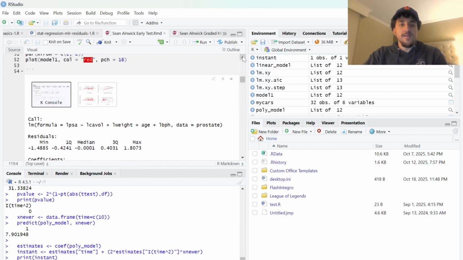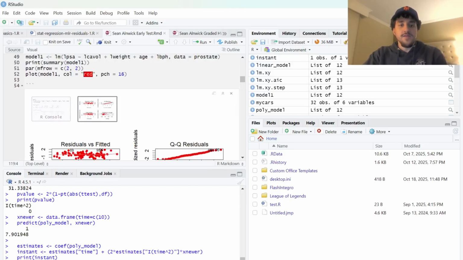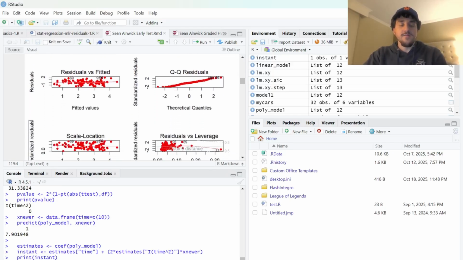We can go up and look at the residual analysis, and if we take a closer look at the residual versus fitted plot, we can see that there is a potential pattern going on with the residuals, which means that we may not be able to assume linearity. In addition, in the QQ residuals plot, we can see a slight deviation from normality right here, which means we may not be able to assume normality of errors.